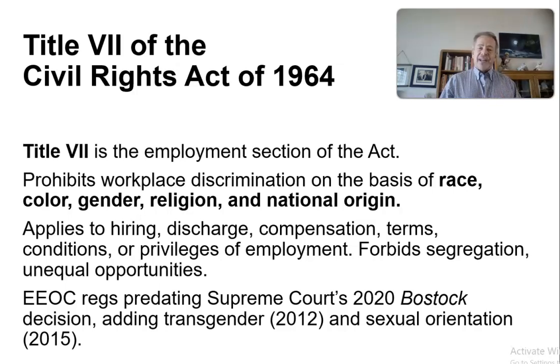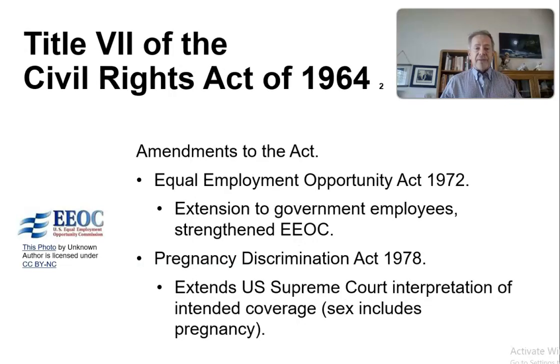So we call it Title VII of the Civil Rights Act of 1864. It's about employment, and it prohibits discrimination in the workplace on race, color, gender, religion, and national origin. It applies to hiring. It applies to all aspects of employment, to discharge, to how you compensate people with money or other benefits, terms, conditions, or privilege. It really forbids segregation and unequal opportunities, and it's been reinforced time and time again. This is now part of our body of law that we have in the United States.